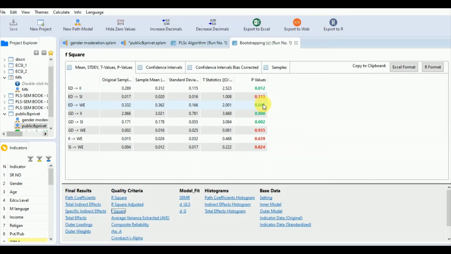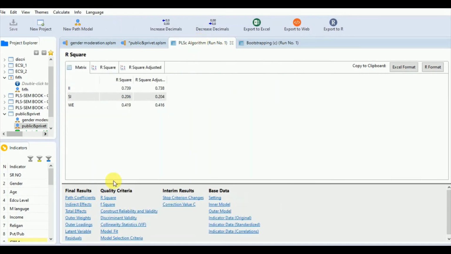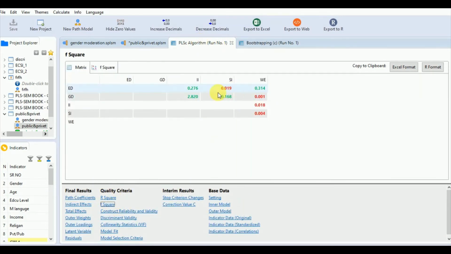and 0.15 shows a medium and 0.35 shows a large effect size as per Cohen 1988. So here, if you go to the measurement model, you can see that the F-square value for the relation between ED and WE is 0.314, so you can say that you have a large effect size.